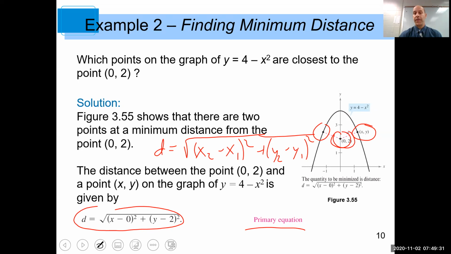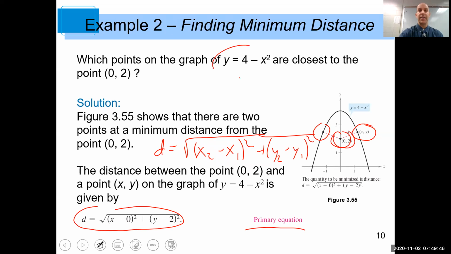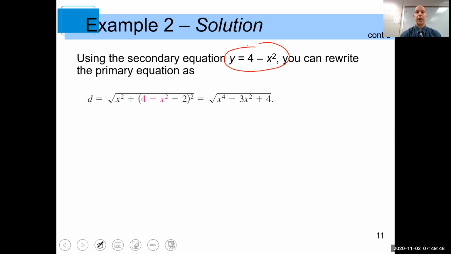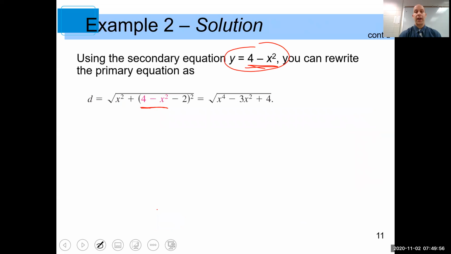We still have to figure something out though. You'll notice that our equation D has two variables, x and y. So what we can do is use a secondary equation, which in essence is this parabola. In other words, for y, we can substitute 4 minus x squared. So that's exactly what we're going to do. We're going to change this y to 4 minus x squared, clean that up, and we get this nice little expression here.